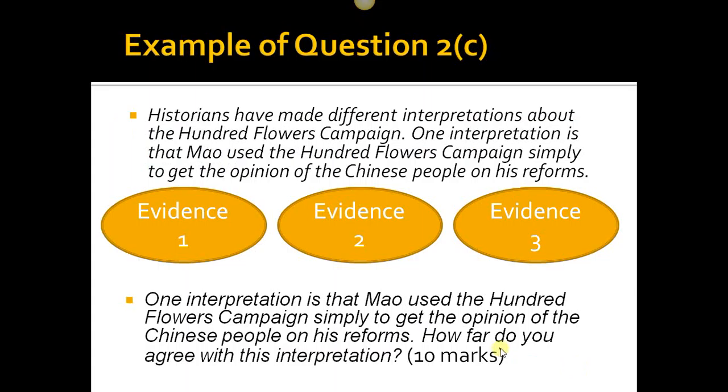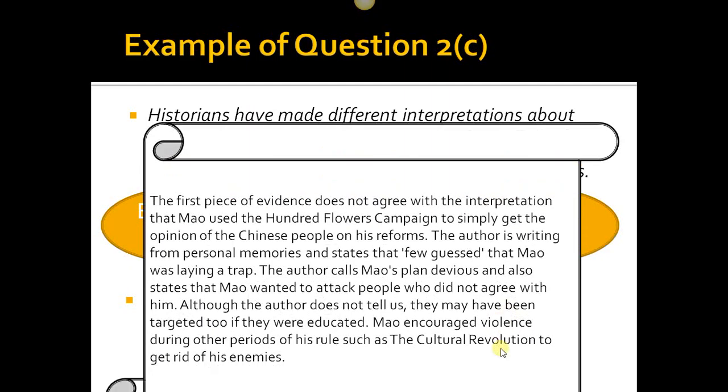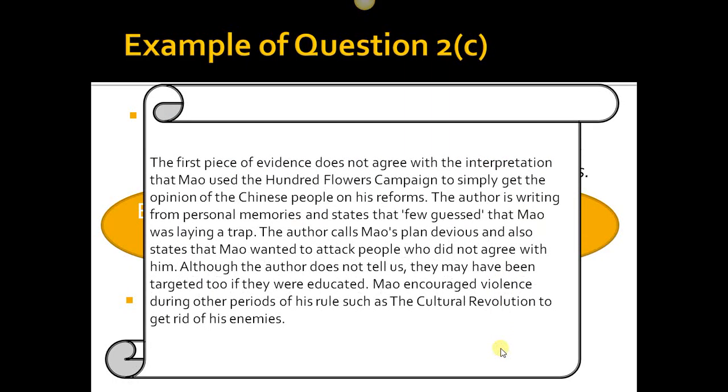Okay, so we'll have a look at the answer I've written, and that will probably give you more of an example of what you need to do. Okay, so I start off by writing, the first piece of evidence does not agree with the interpretation that Mao used the 100 Flowers campaign to simply get the opinion of the Chinese people on his reforms. So I used the question, and I'm saying that this first piece of evidence, it doesn't. The author is writing from personal memories and states that few guessed that Mao was laying a trap. The author calls Mao's plan devious and also states that Mao wanted to attack people who did not agree with him. Although the author does not tell us, they may have been targeted too if they were educated.